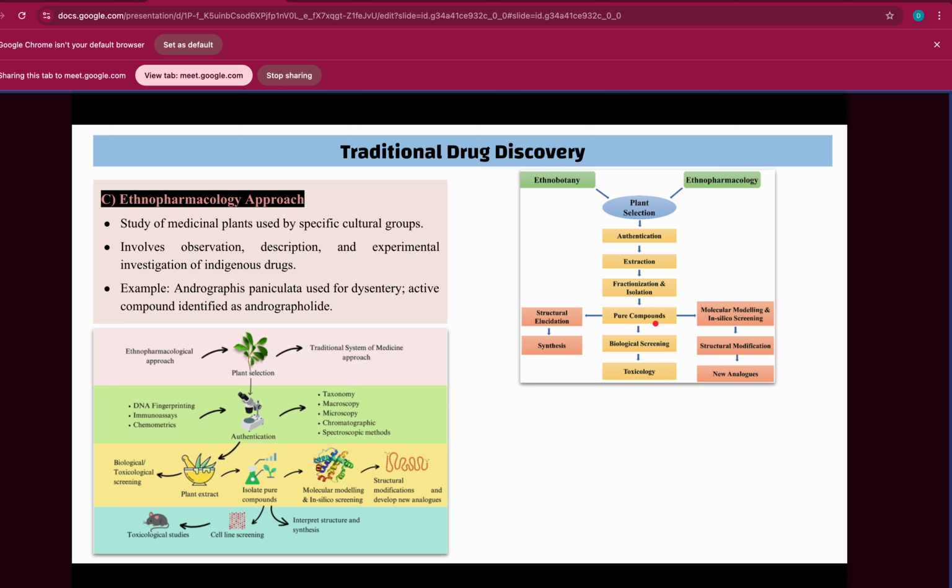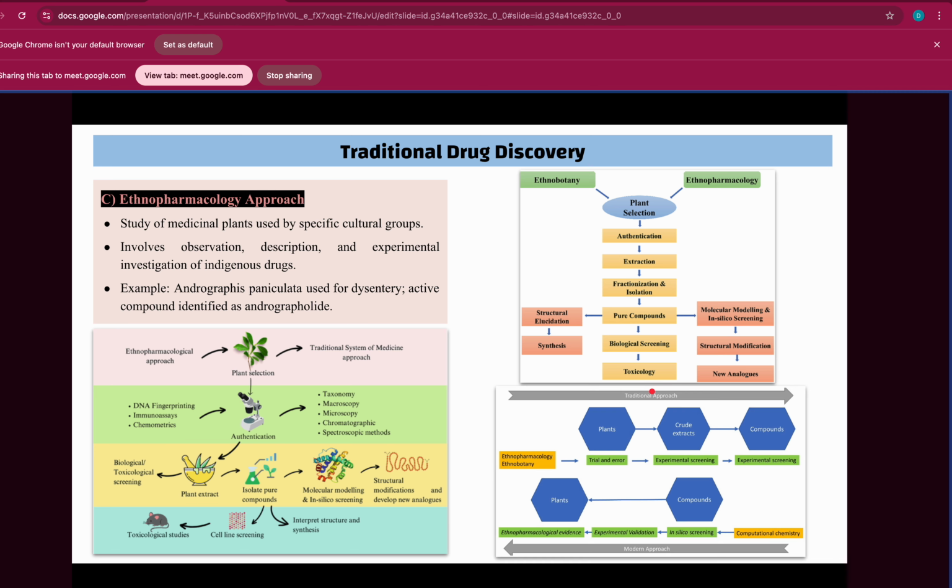And for that particular compound we can do the biological screening, and we can check whether it is toxic or not. So ultimately the compound which passes through all these tests will be the effective drug molecule. So this comes under the traditional approach, in which we start with a particular plant or drug molecule, and then ultimately we perform different experiments and that particular drug molecule is out.